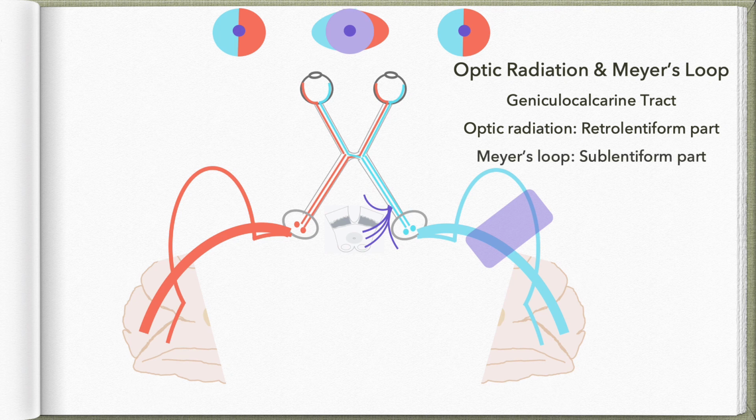Coming to the Mears loop, now this is the portion which is starting from the lateral geniculate body. It is carrying information from the lower halves of the retinae. It will travel with the sublentiform part of the internal capsule. First it will reach the temporal lobe, then it will turn back to reach the occipital lobe, the lower portion of the occipital lobe. So it will reach the lingual gyrus, which is the area below the calcarine sulcus. Because it is carrying information from the lower half of the retinae, it will be having information about the upper half of the visual field.